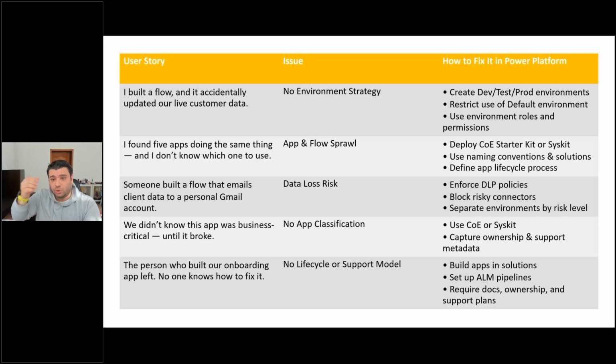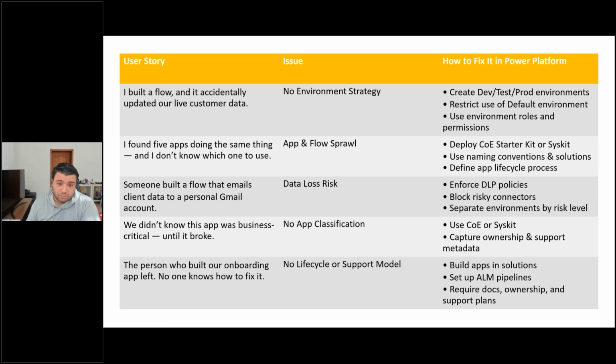Okay, now if we look at the 5 aspects I showed you, the user stories and the issues we had, you see they are all different. Do we have a response to all? Yes, we do. And you can see in the right table I've put down how to fix it in Power Platform. But as you can see, if we look at number 2 and number 4, like the app and flow sprawl or the no app classification, well, you can't simply do that yet in the Power Platform admin. You need to have the COE starter kit, or maybe go for Syskit, or maybe go for XYZ or your custom apps to do that.